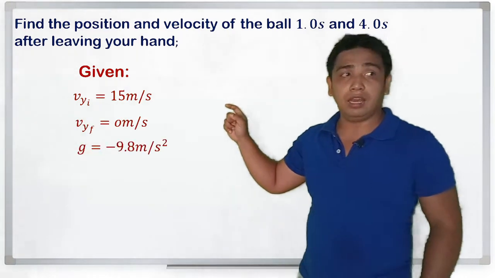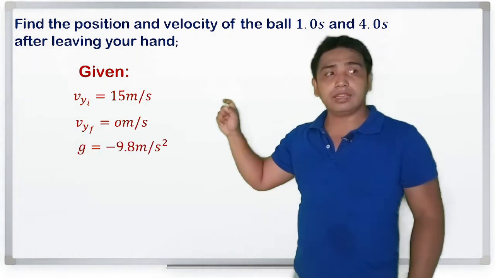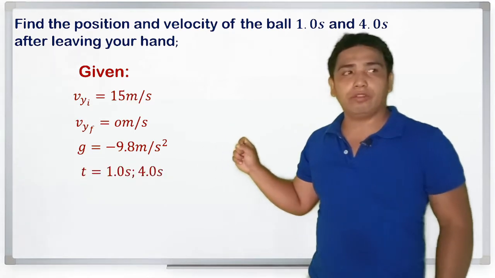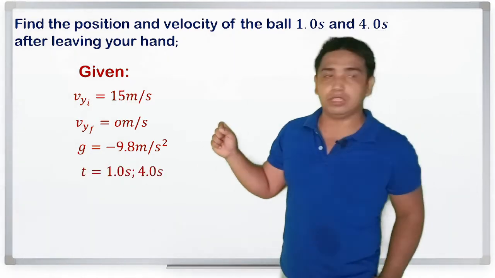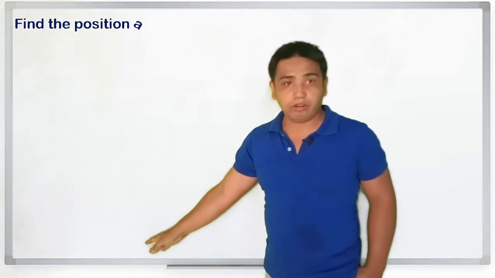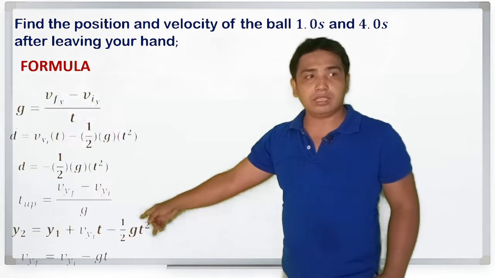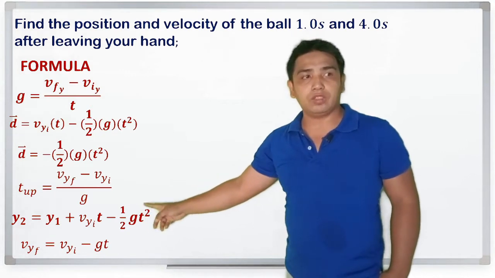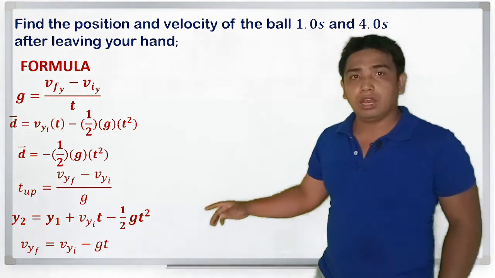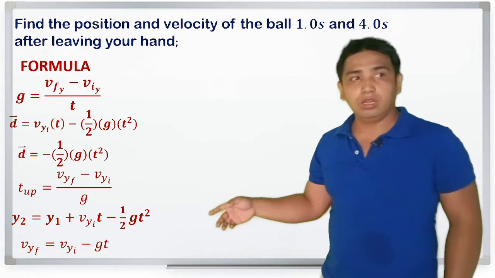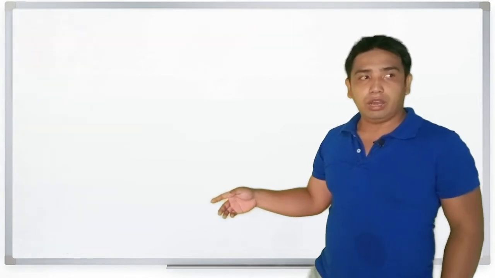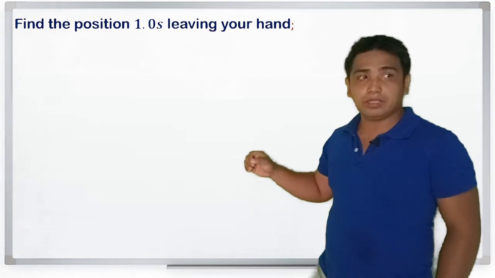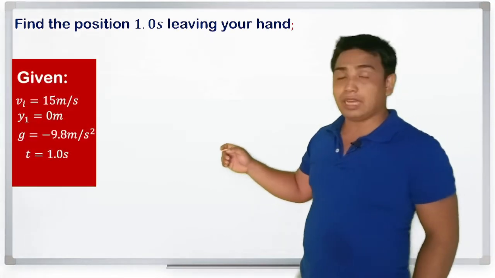And then the time is 1 second. So we are going to look for the position. Since we are looking for the position, here is the formula, and we can choose y sub 2 equals y sub 1 plus Vyi times time minus 1 half g t squared as our formula. So here, we know that the initial velocity is 15 meters per second. Alright, so we can actually substitute the values here.